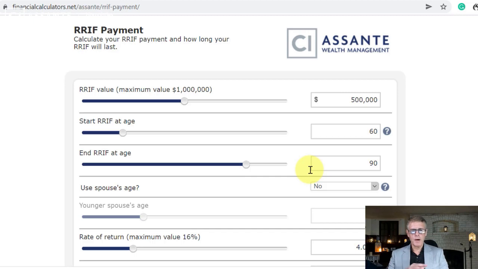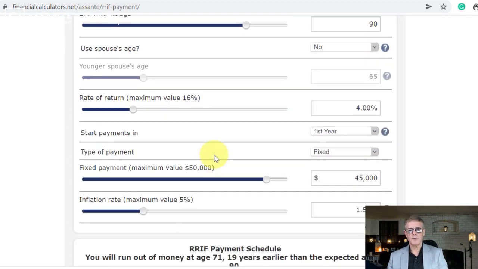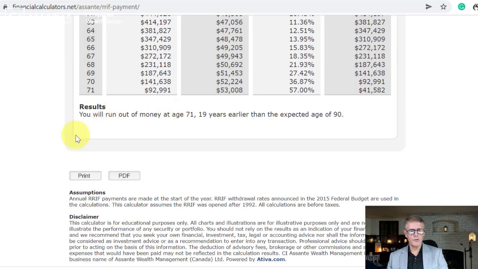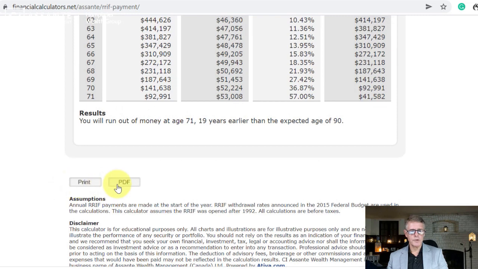Now, once you do your assumptions, this is a great tool to play around a little bit in terms of what your income payments are going to be and how long the portfolio will last based on different assumptions around inflation and return. Then you can also print this off. So there's a print function. You can create a PDF document as well.